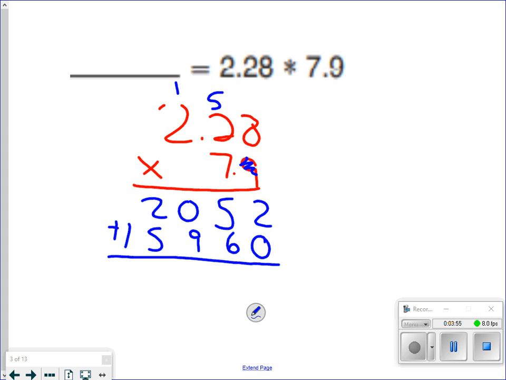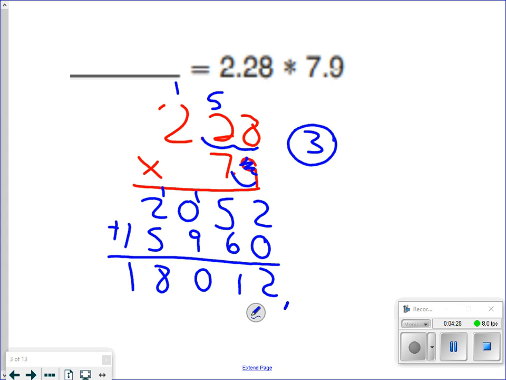Add these numbers all up. I have 2 plus 0 is 2. 5 plus 6 is 11. I'm carrying the 1. 1 plus 9 is 10. Carrying the 1. 1 plus 2 plus 5 is 8. And we have a 1. So watch closely here. I have the number 18012. How many numbers are after a decimal in my question? 2.28, I've got 2 numbers after a decimal. 7.9, I've got 1 number. So I have 3 numbers after a decimal. So in my answer, I have to move the decimal 3 spots. 1, 2, 3. So my answer is 18.012. That's how we do it.